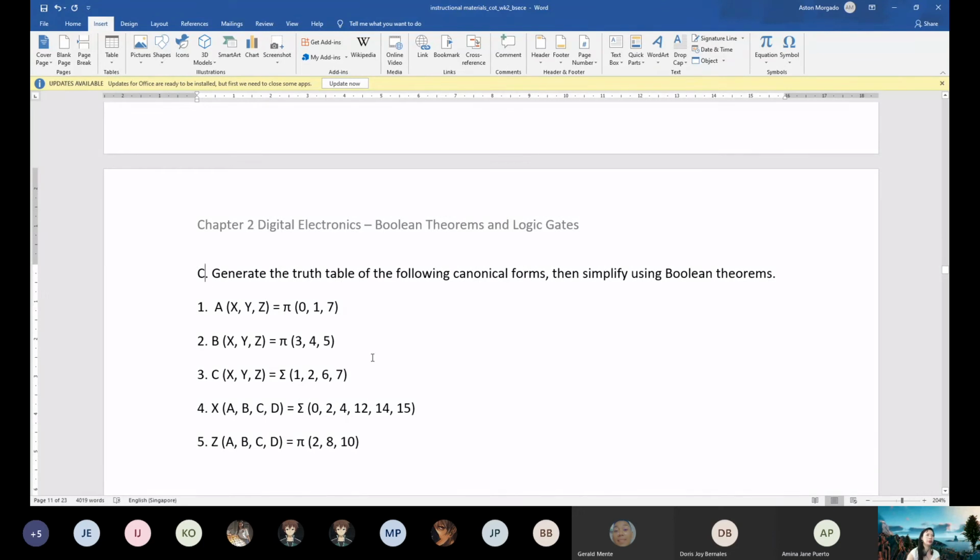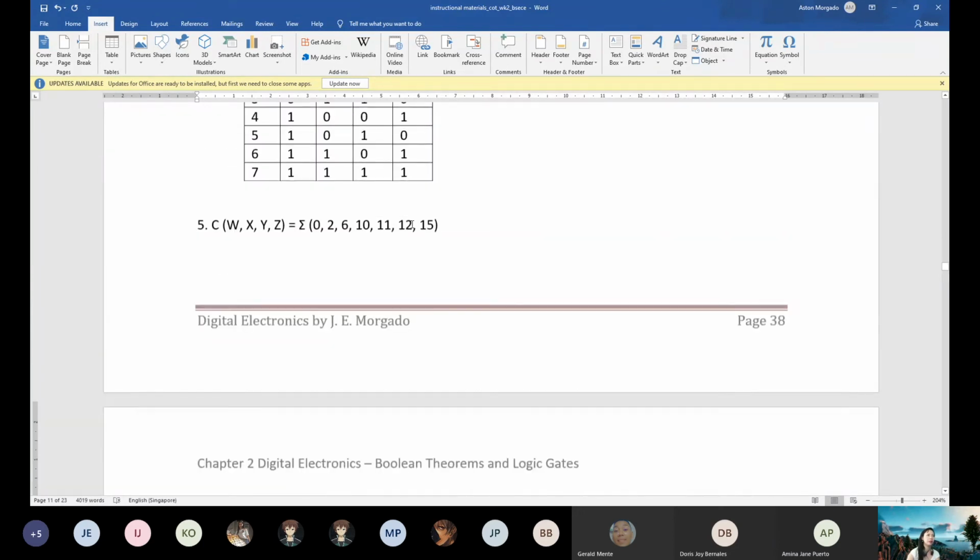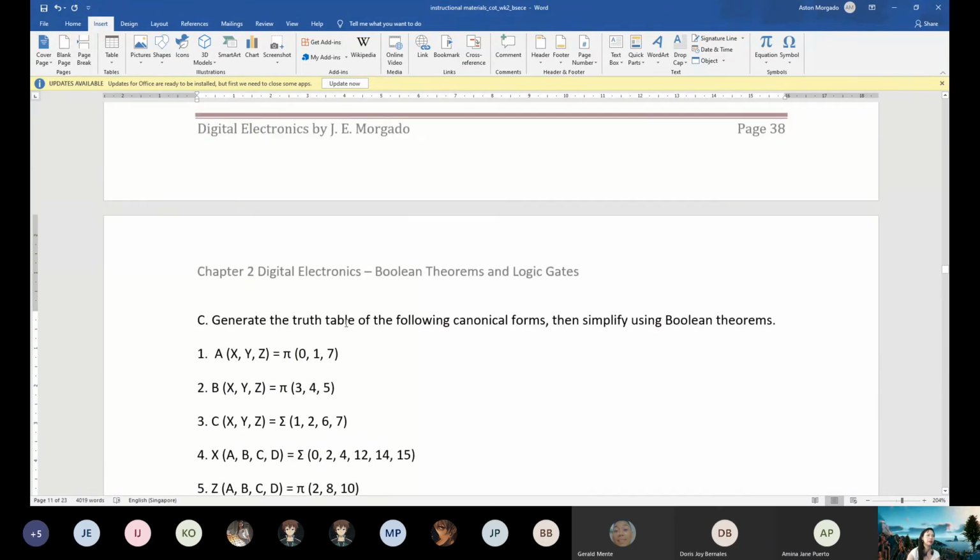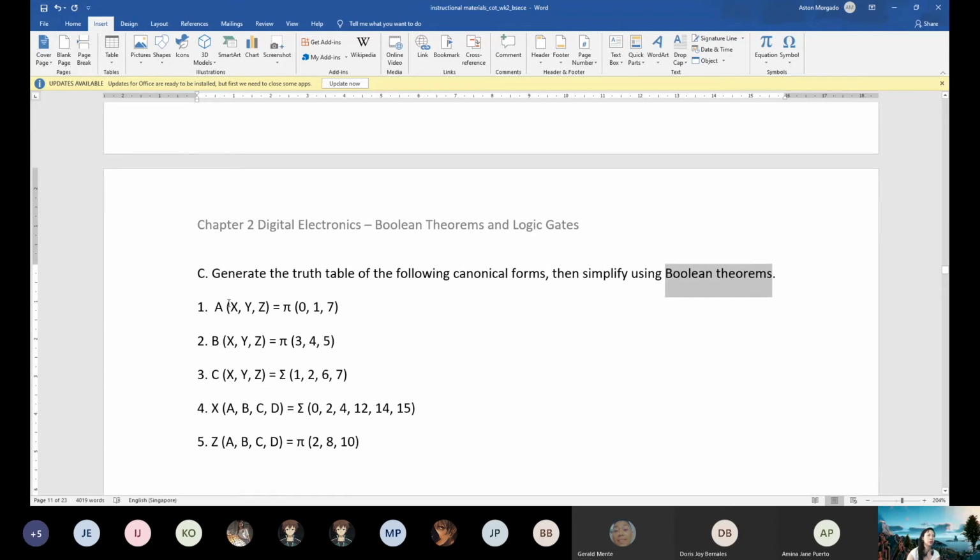So C is pretty much the same as letter B, but we have to simplify now using the Boolean theorems. So puro canonical forms na yung given dito. Dito makikita natin ilan na agad yung inputs. Here we have XYZ, so 3 inputs, dito naman 4 inputs. So kita na siya agad, no?